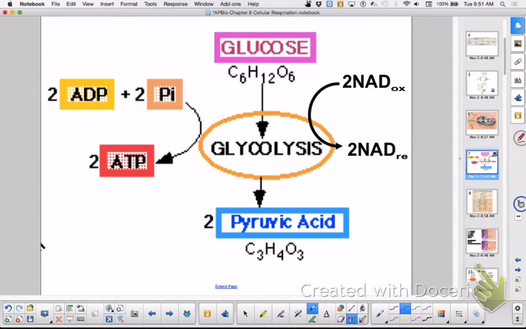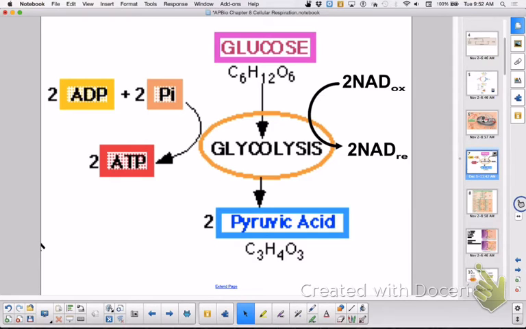And here is the Minecraft version of glycolysis. Now, this is a 10-step process. But in a nutshell, what you do in glycolysis is you start with a glucose molecule. And just like what did we do with water? We break it in half.